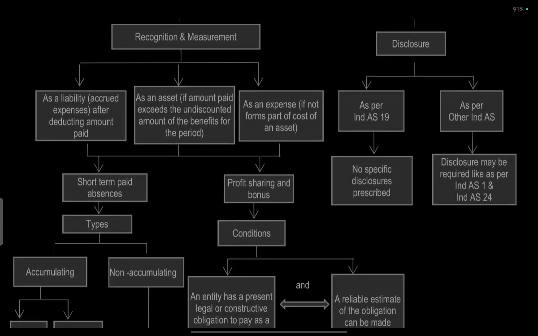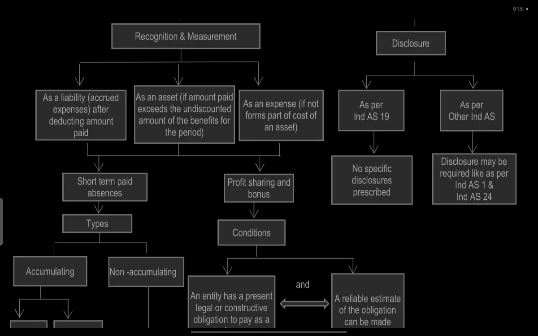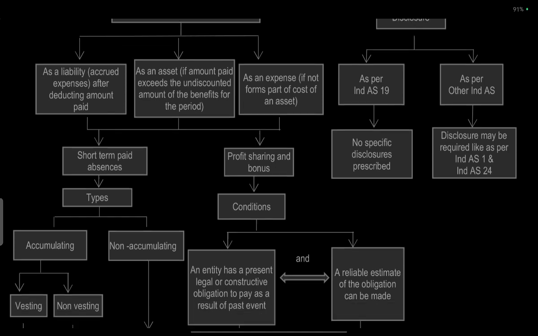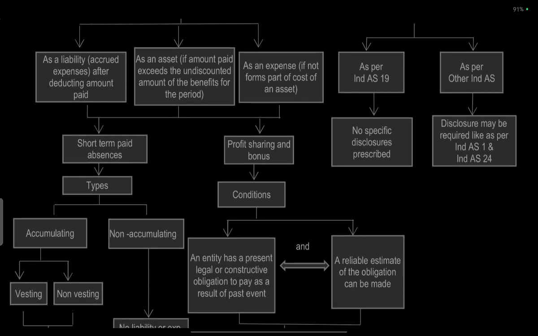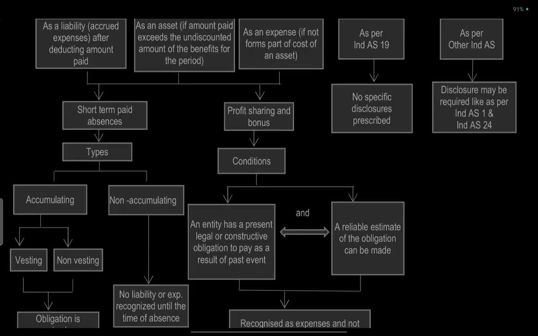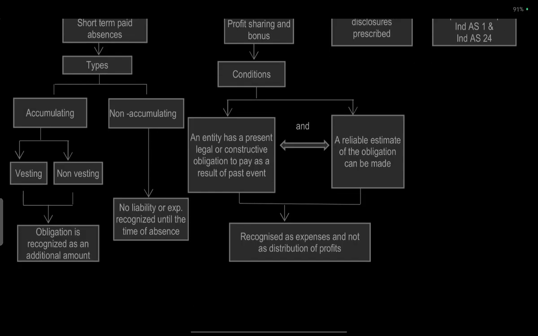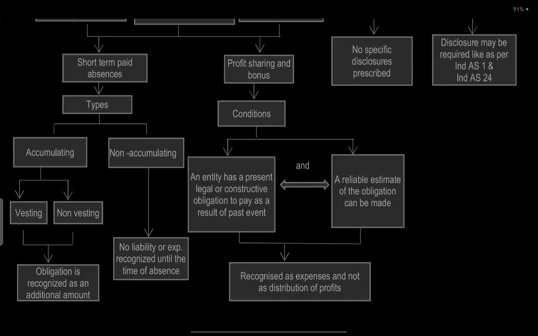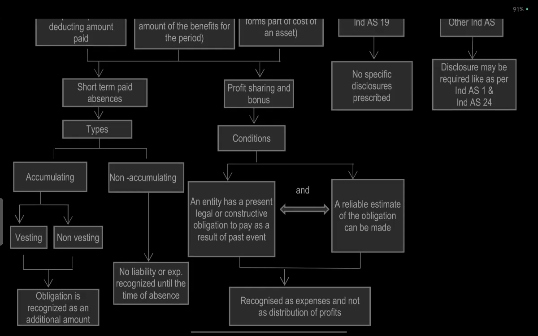Recognition and measurement. As a liability, expense after reduction of amount already paid. As an asset, if the amount paid is in excess, the excess will benefit the future period, or be treated as an expense, or form part of the cost of an asset. Short-term paid absences can be of two types: accumulating and non-accumulating. If accumulating, vesting or non-vesting, the obligation is recognized on the additional amount. Non-accumulating: no liability and no expenditure is recognized until the time of absence.